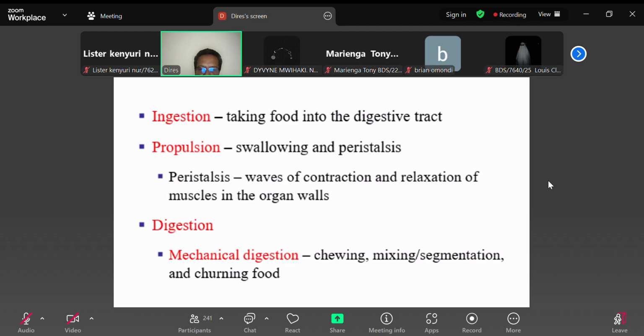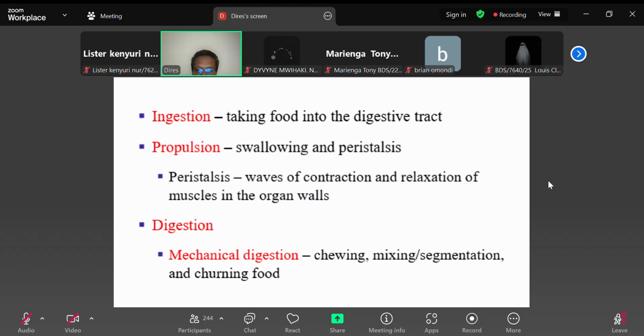In mechanical digestion, there is no change in the nature of the food. In mechanical digestion, only the size of the food is changed. Only size. For example, with the help of the teeth, we grind, we chew, we masticate, we crush, and the big food will be changed into smaller pieces. So chewing is mechanical digestion.